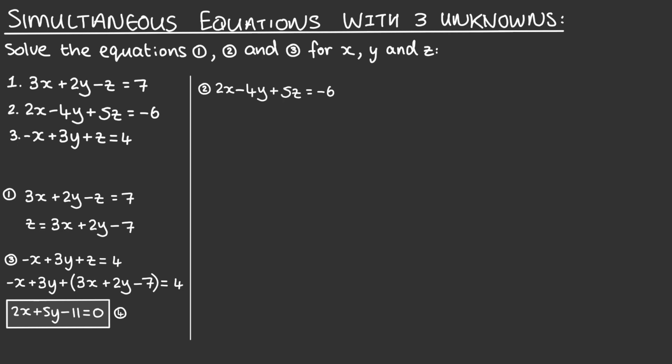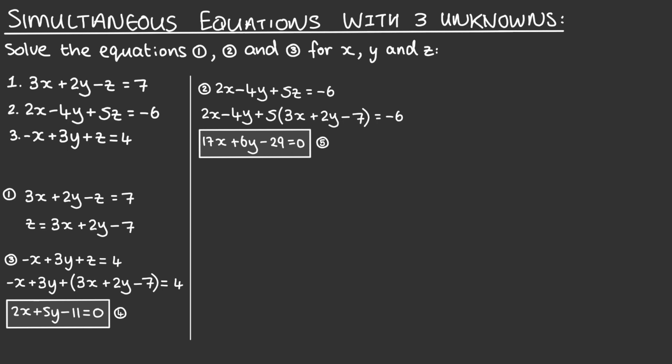In order to solve for x and y, we have to do the same thing that we just did to equation 3 to equation 2. So by substituting z into equation 2, we end up with 2x minus 4y plus 5 times 3x plus 2y minus 7 is equal to minus 6. In the same way that we found equation 4, we can simplify this, leaving us with 17x plus 6y minus 29 is equal to 0, and this is our equation 5.